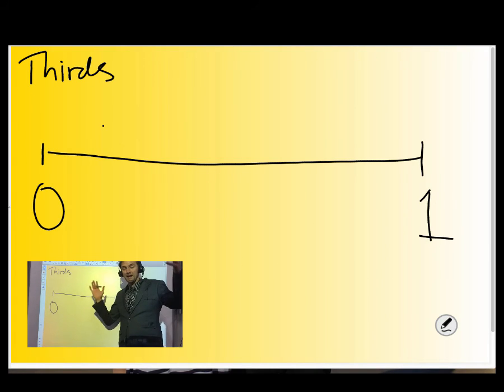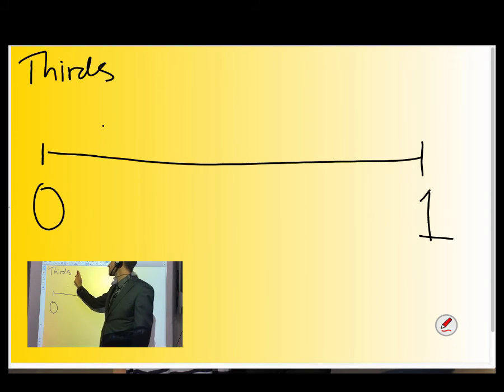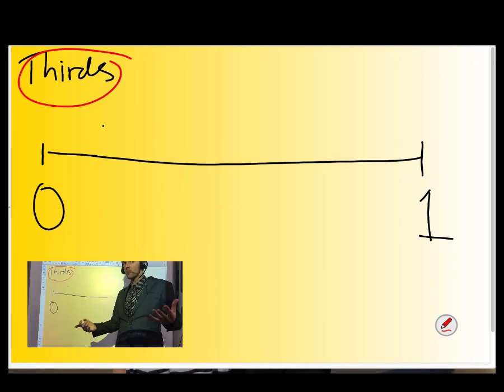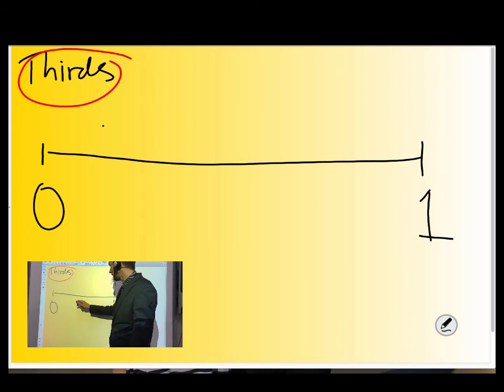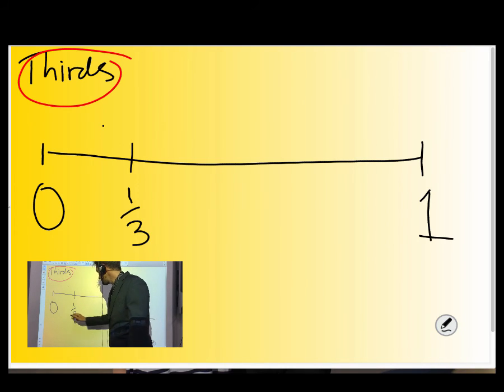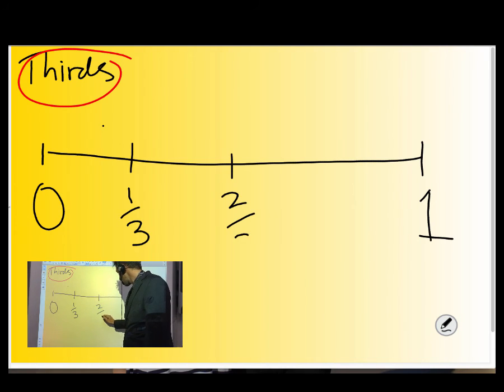Here's an interesting one to end up on. Thirds. I want you to divide this number line into its thirds and put the 1/3, 2/3, 3/3 in its correct spot. Have a go at that for me now. Pause me and do that. Okay, I hope you paused me. You should have gone 1/3, 2/3, and oh, that's bad.